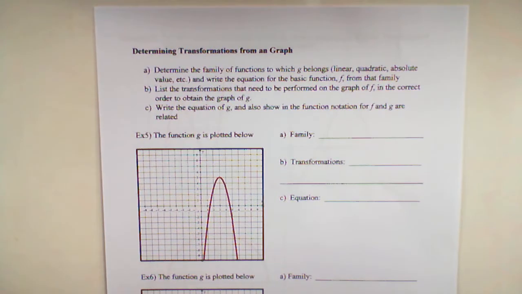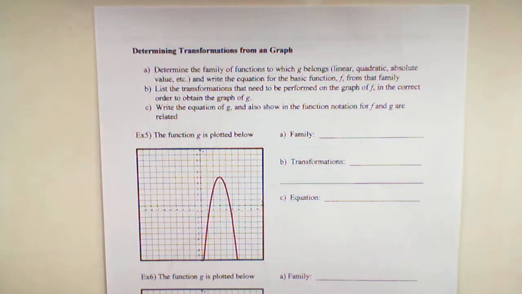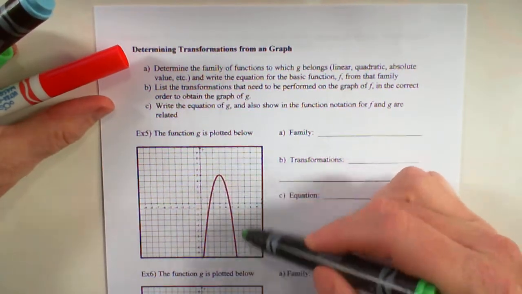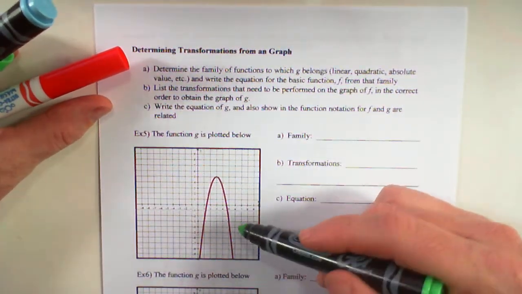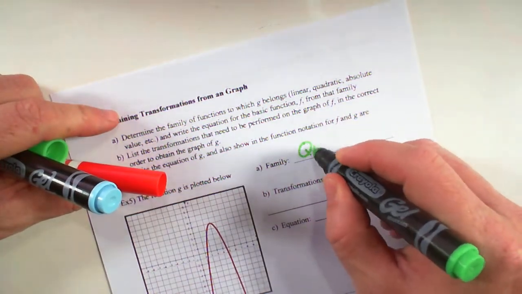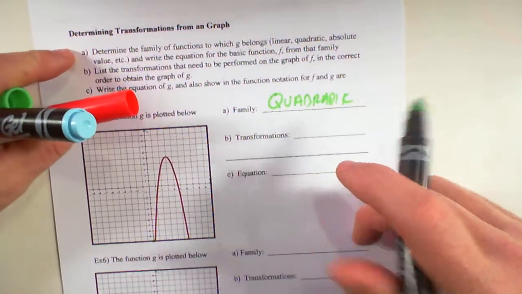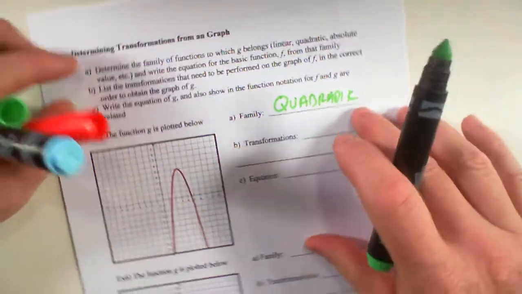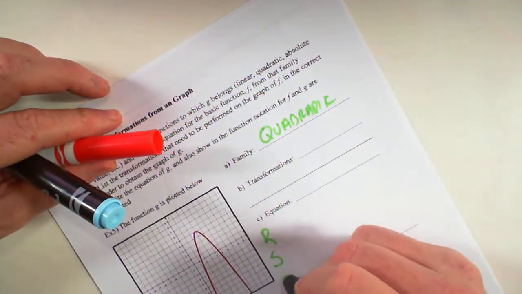All right, so now we've got a couple of graphs we need to look at that are predetermined. Family, that comes from looking at the general shape. So this is the only graph that we have that has that kind of mountainy look, right? It's not an absolute value. This is definitely a quadratic. As far as what transformations and in what order, right? Remember, we're going to RST.